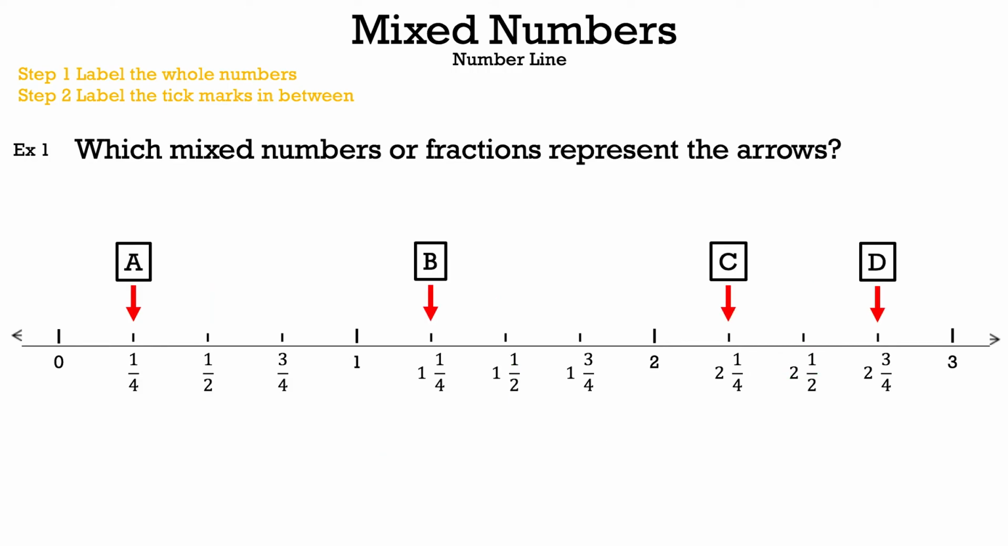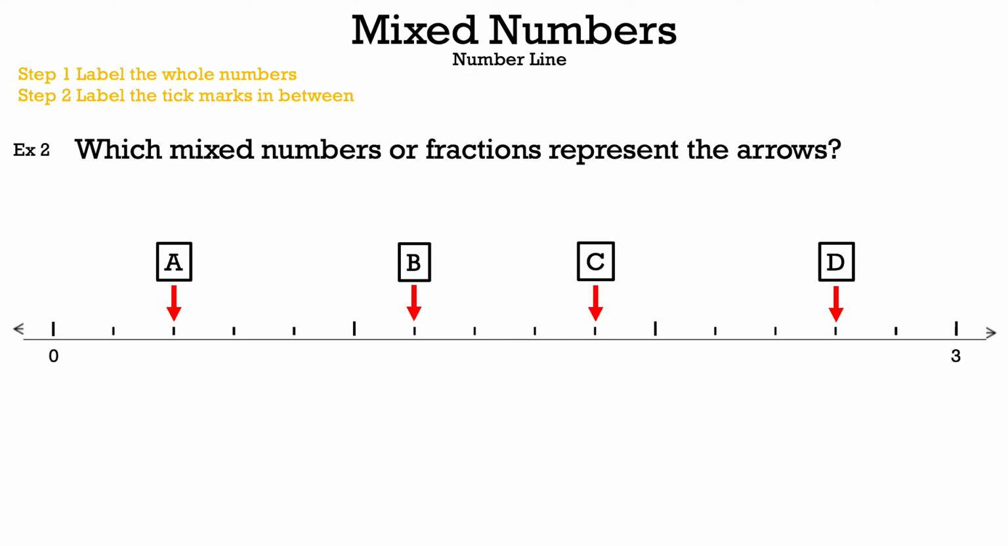Now let's go ahead and add back the questions, and now we can just straightforwardly add the answers. A is equal to 1/4, B is equal to 1 1/4, C is equal to 2 1/4, and D is equal to 2 3/4. Now let's take a look at example 2.